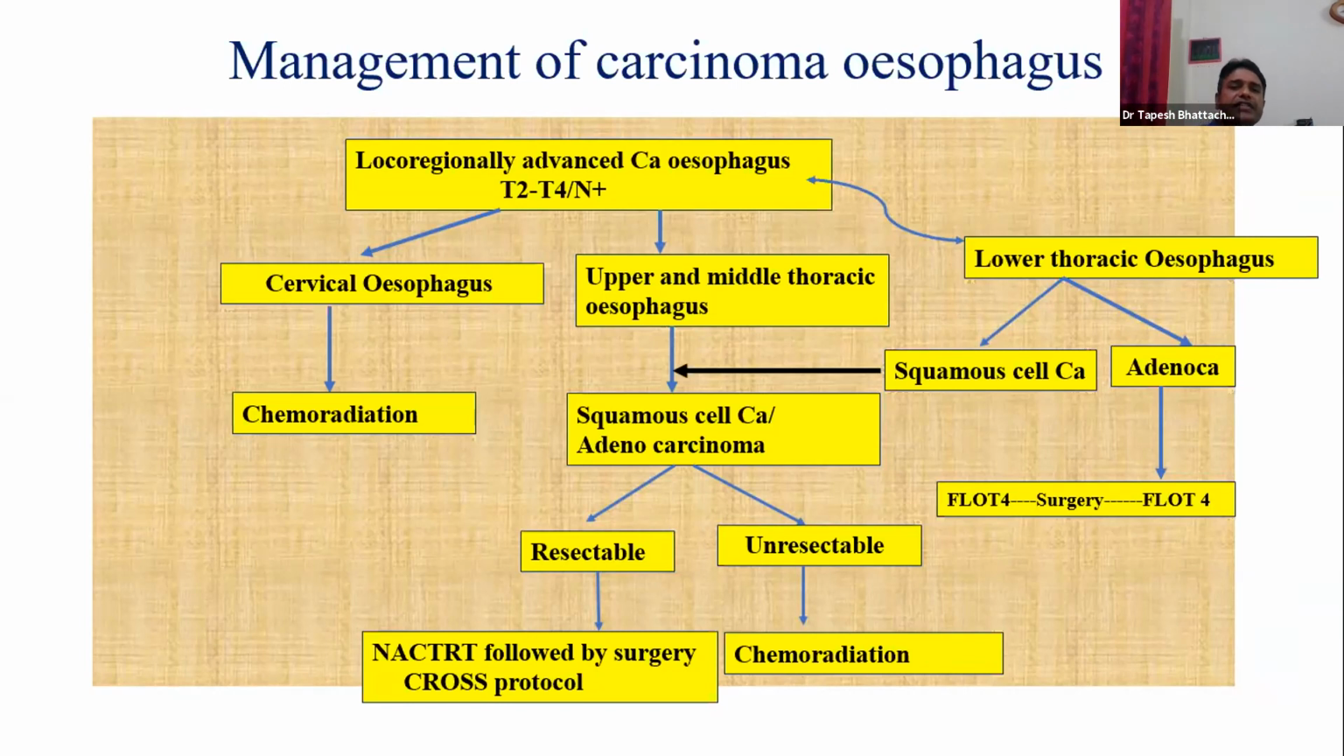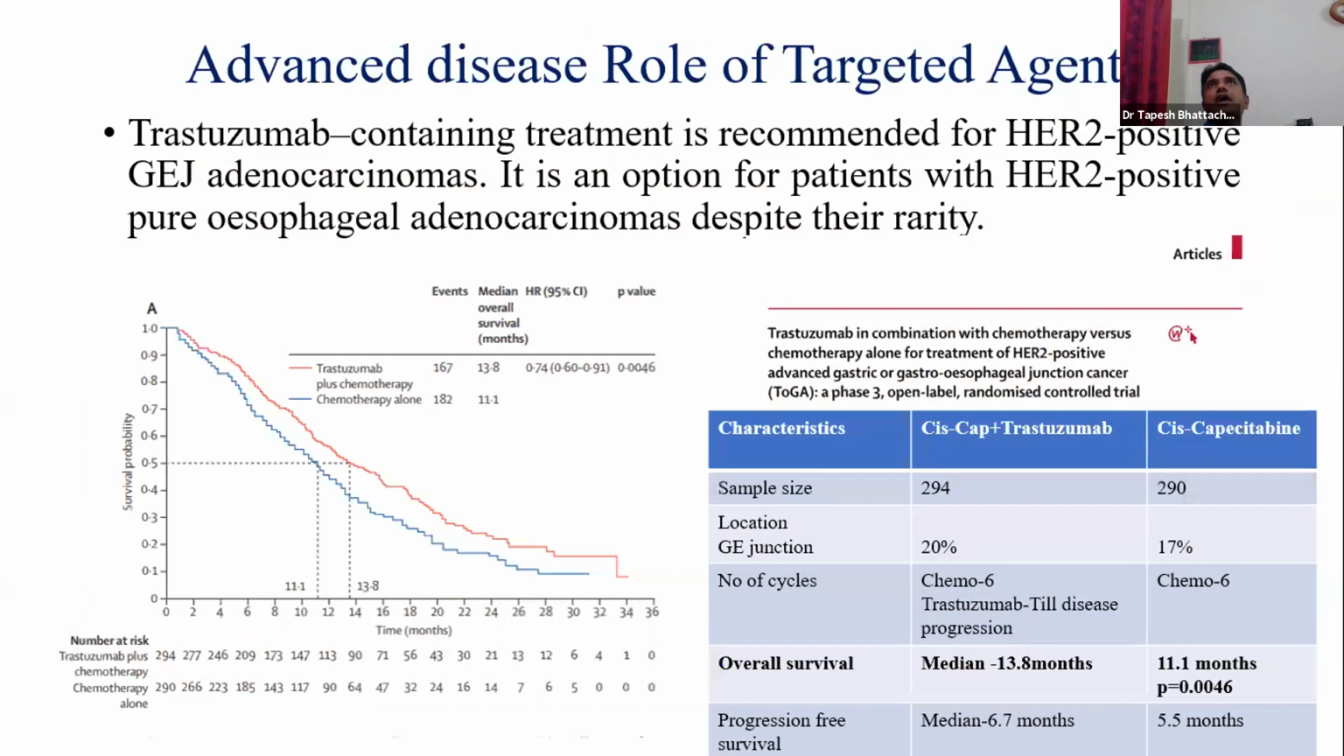What about the advanced disease? What is the role of targeted agents? We know that a significant proportion of patients, around 30%, have HER2 positive disease, especially these adenocarcinomas. Then this was the landmark TOGA trial, which has shown a benefit of around 3 months overall survival when we added trastuzumab along with cisplatin capecitabine, and OS was 13.8 versus 11.1 months.